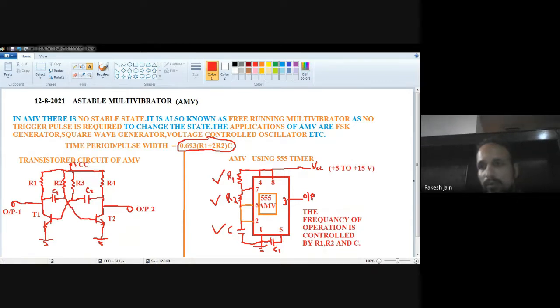Now we will see the concept of the monostable multivibrator. That is also known as the one-shot multivibrator. Okay, so next.